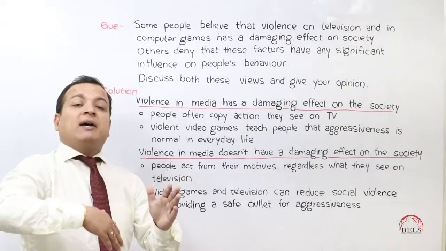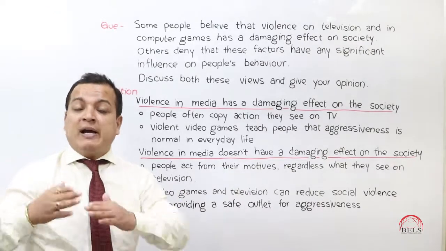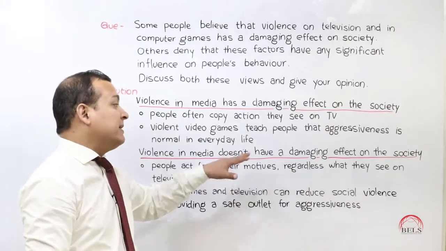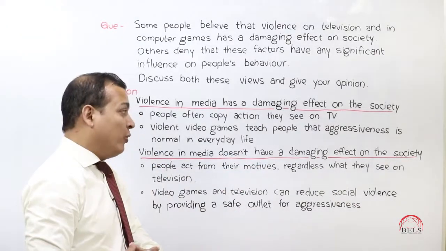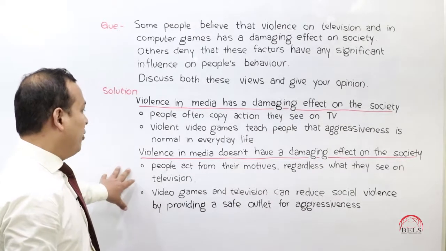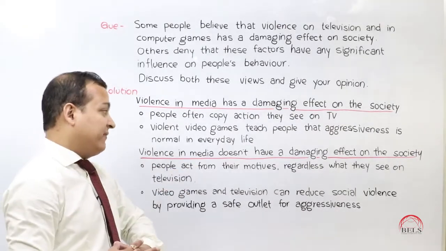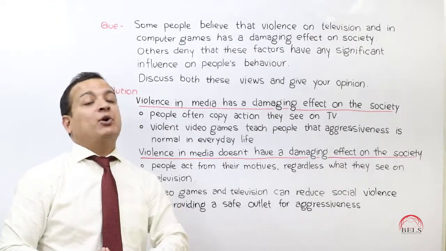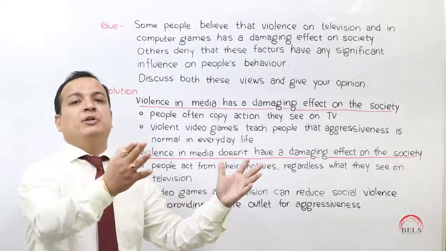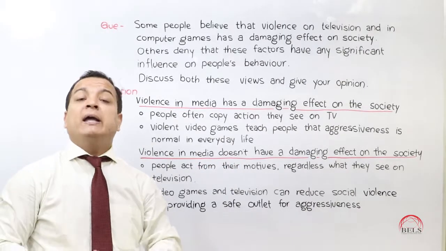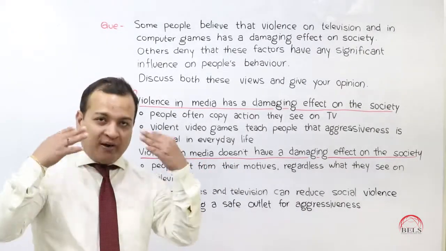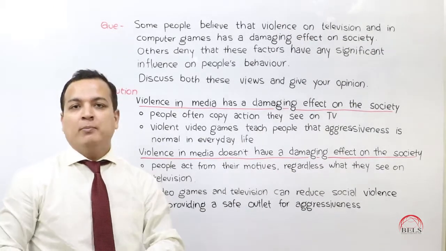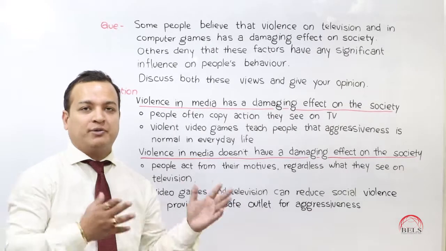Now, the other side of the view, body paragraph 2, the other side view of the people: violence in media doesn't have a damaging effect on society. How? Number one point, people act from their own motives regardless of what they see on television. Of course, it's not compulsory that if you are watching something on television, you will act in the same way. You have your own sense, you have your own thinking capacity to act from your own motive. So it doesn't have an impact, we are saying.